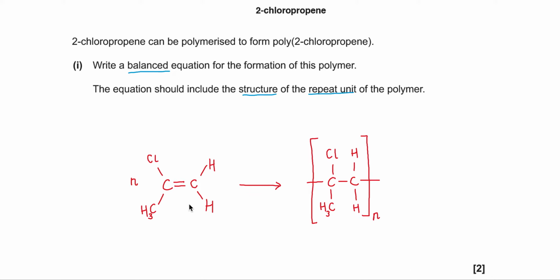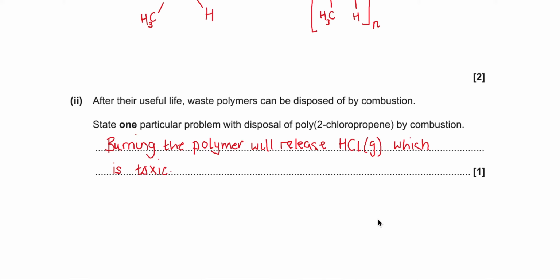Okay, so start off by just drawing that monomer that we had at the top, and in terms of drawing the repeat unit, the double bond is broken now. The carbon is bonded to the same groups and same atoms as before. We now have these extending bonds, the square bracket. So you get 1 mark for this correct repeat unit being drawn. Your other mark is for balancing it by putting an N in front of your monomer and an N in the bottom right corner of your repeat unit.